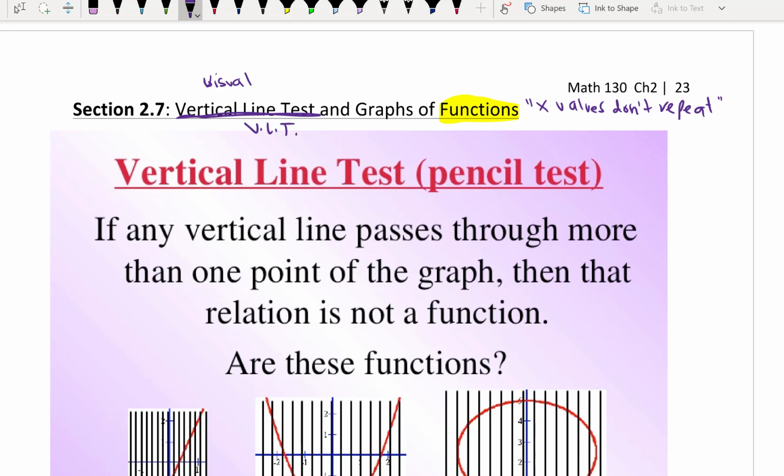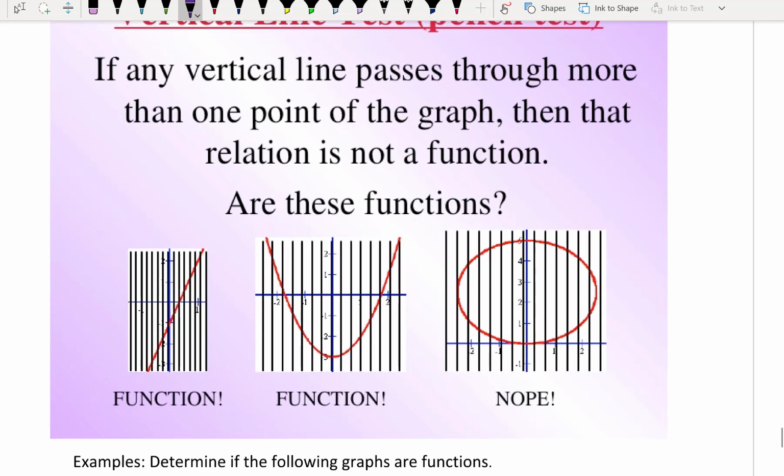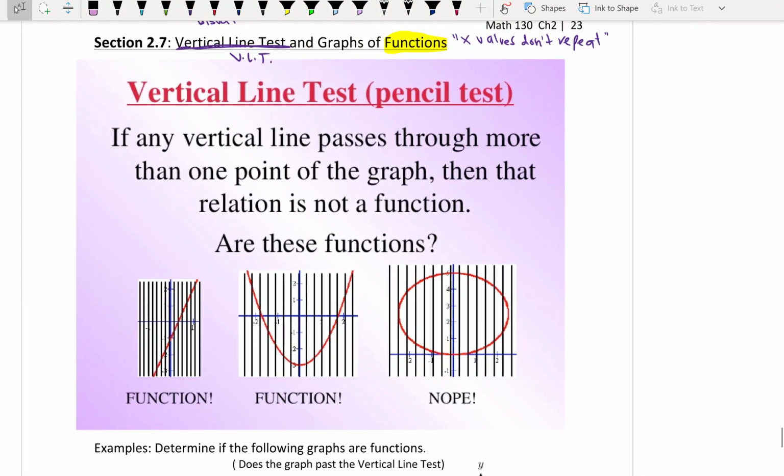The vertical line test. So what's happening is, if you have a graph, let's say that red line is a graph, then the vertical line test says that if a vertical line is drawn and it hits the graph at most one time, it is a function. If it hits it more than once, then it is not a function.